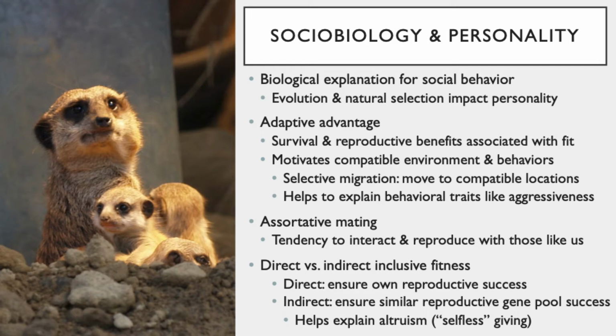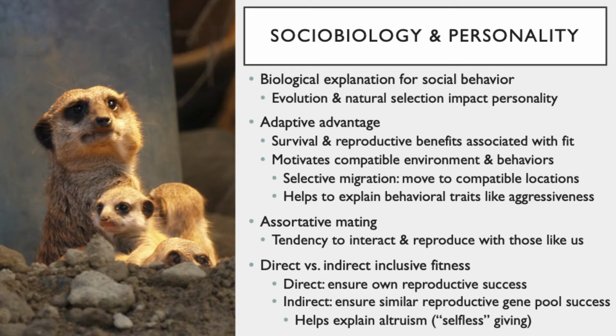Selective migration refers to our physical movement to places that suit us, particularly in terms of temperamental factors. Adaptive advantage also speaks to the tendency to act aggressively when feeling threatened, as it represents our historical need to dominate in social settings to ensure survival and rank.